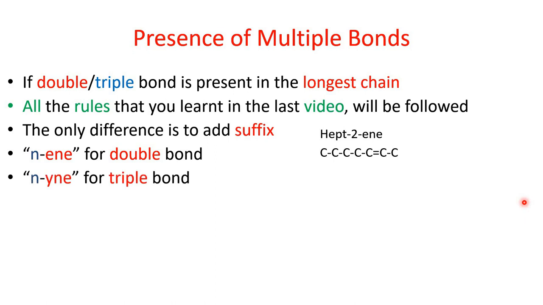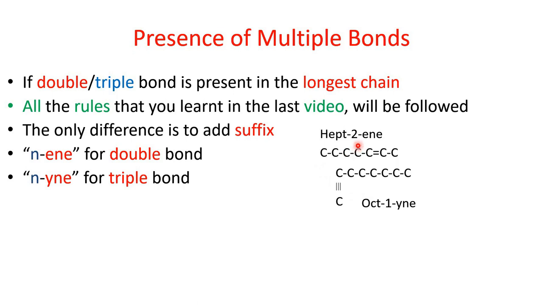For a triple bond, you will have to add "-yne", showing its location with the number of the carbon at which that triple bond is present. For example, here is the compound. The name of this compound is oct-1-yne because the triple bond is present at carbon number 1. So you learned that the suffix "-ene" is used for a double bond and the suffix "-yne" is used for the presence of a triple bond in the organic compound. And also you learned that the locant is added just before the suffix "-ene" or "-yne".